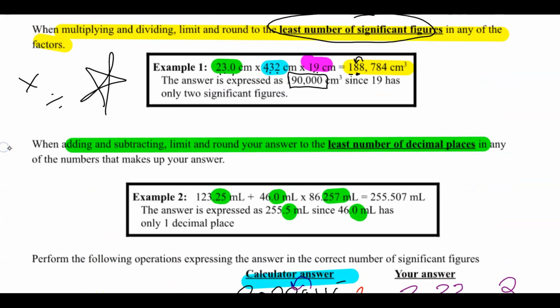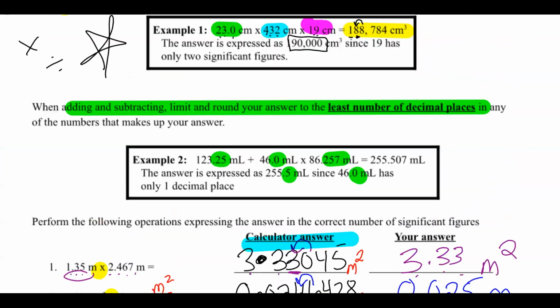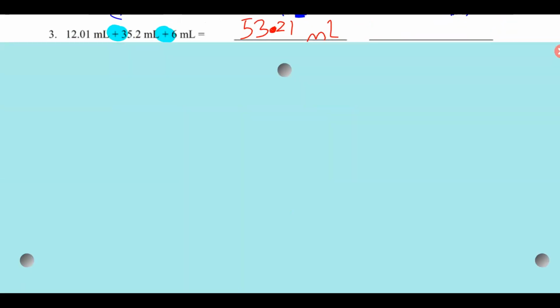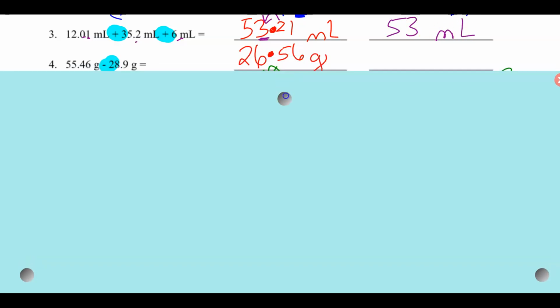Let's remind ourselves of the rule. Least number of total decimal places. Okay, so here's my calculator answer for number 3. 2 decimals, 1 decimal, no decimals. Okay, so I can't have any decimals. That means I've got to round to the 1s. Can 2 round up to 3? Nope. It's going to be 53 milliliters.